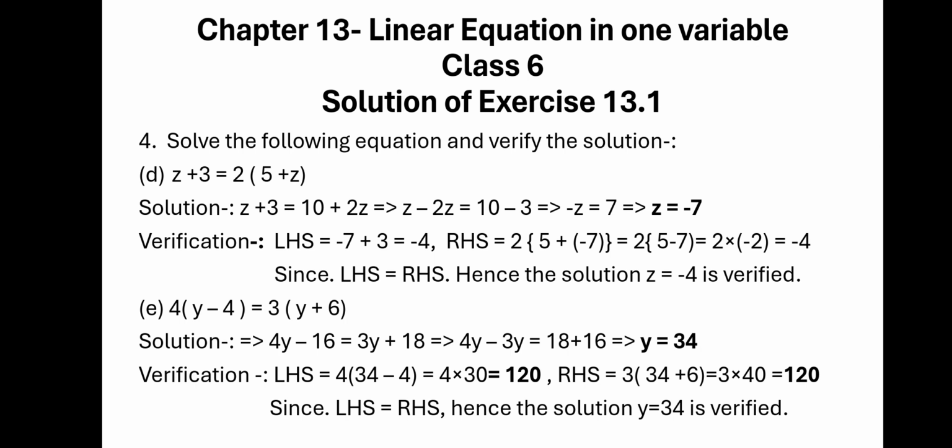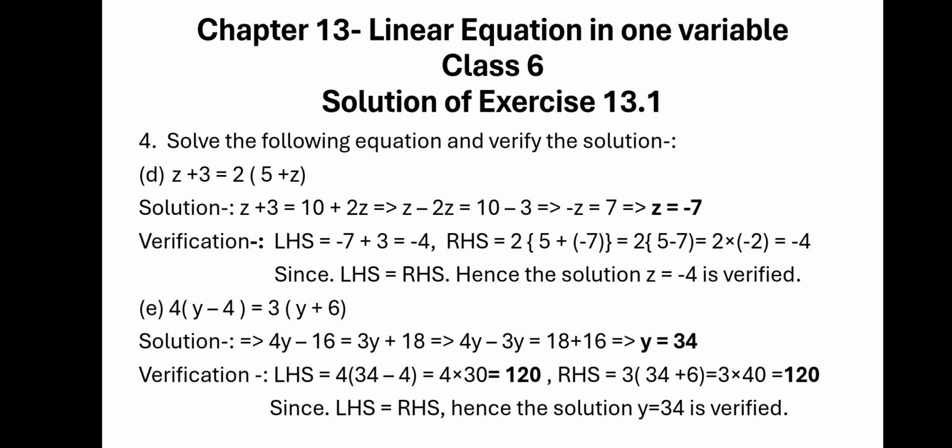Now E question. 4 into bracket Y minus 4 is equal to 3 into bracket Y plus 6. Solution. 4y minus 16, when you open the bracket on the left hand side, is equal to 3y plus 18, open the bracket on the right hand side, 4y minus 3y, transposition of 3y to the left hand side, and transposition of negative 16 to the right hand side will give you 4y minus 3y is y, and 18 plus 16 is 34.